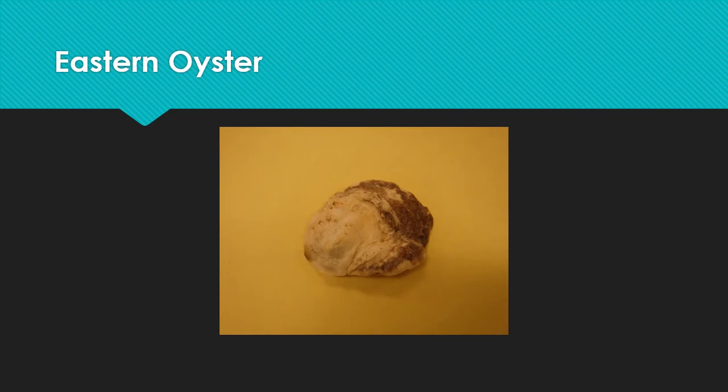The eastern oyster lives attached to seawalls, forms reef, lives attached to mangrove roots. They're very important as water cleaners because they filter the water, and they're easily manipulated to form oyster reefs where we can use them for erosion abatement.